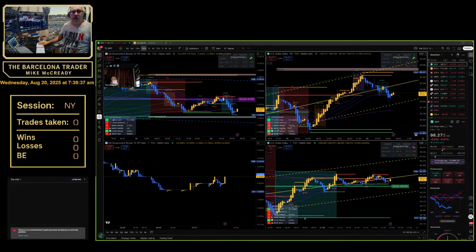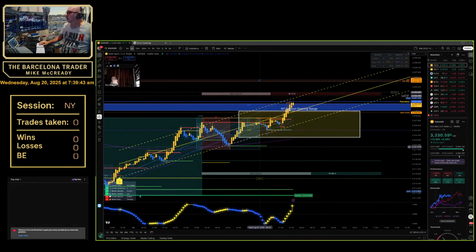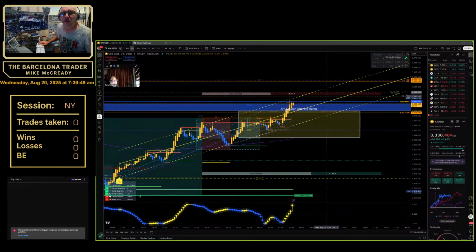All right. So it just bounced off of that DM3. Was it the DM3 that it bounced off of, or we got the MPP and the WM2 right there too, right? It didn't get there yet. Oh yeah, it just hit the 3330. Yep, the DM3. Bring it back down.